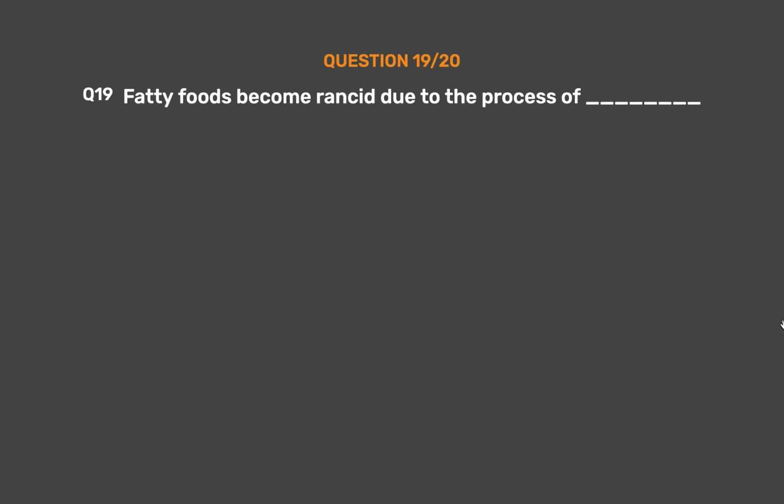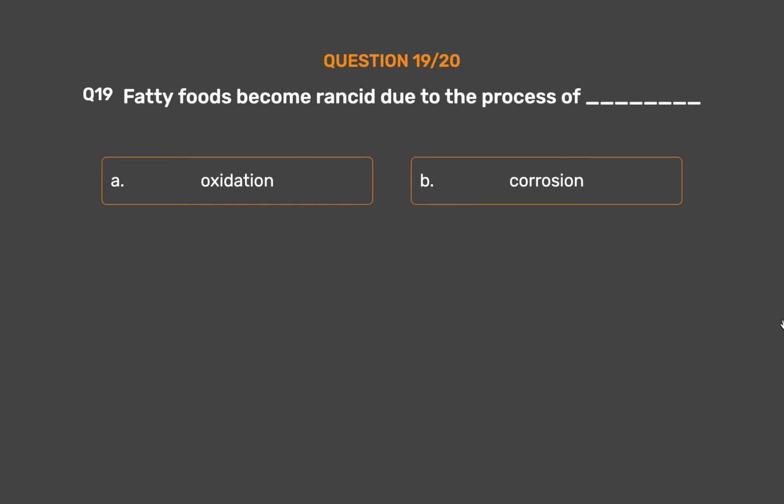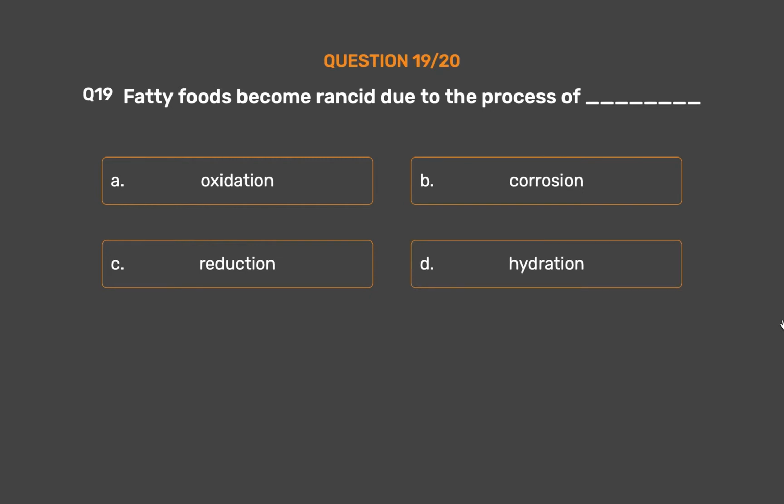Question number 19. Fatty foods become rancid due to the process of underscore. Option A, oxidation. Option B, corrosion. Option C, reduction. Option D, hydration. The correct answer is option A, oxidation.